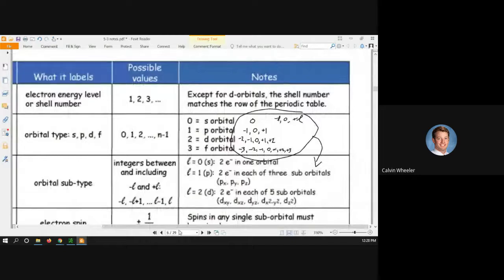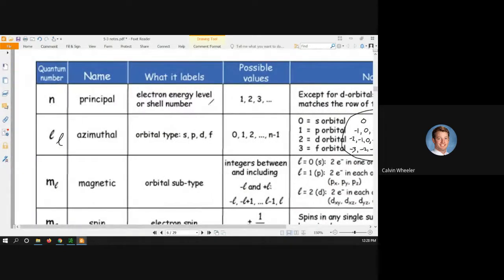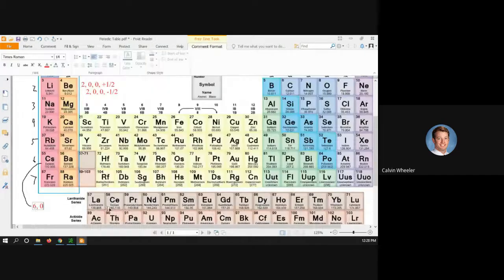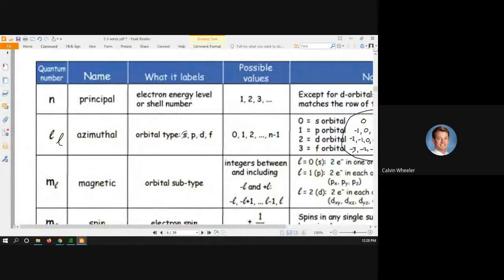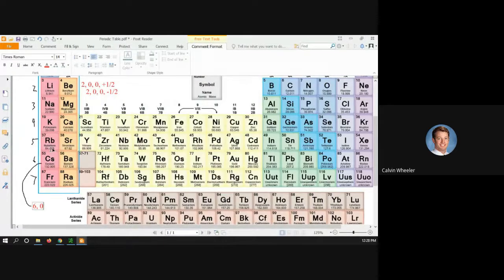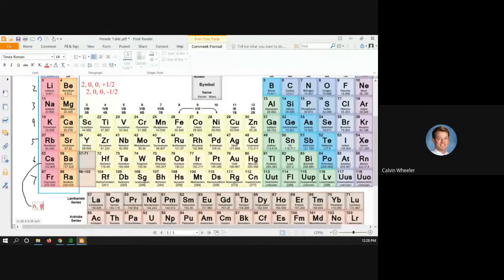The energy level is the principal quantum number, so that's N. We're in the 6th row, so 6. The shape is an S. We code that with a 0. So 6, 0. This whole area right here is the S block. And all the first ones are positive 1/2.